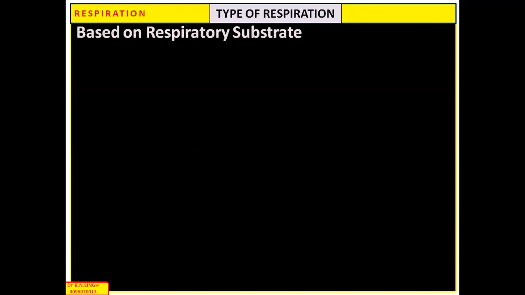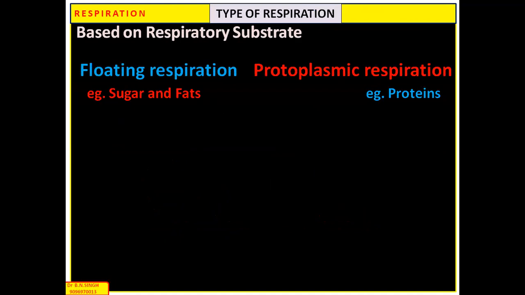In this slide, we'll study the types of respiration. We'll study two different classifications of respiration. First one is based on respiratory substrate. On the basis of respiratory substrate, there are two important types of respiration: floating respiration and protoplasmic respiration. Floating respiration is the type of respiration in which, during starvation, the organism utilizes the sugar and the fat present inside the cytoplasm of the cell. It is called floating respiration.